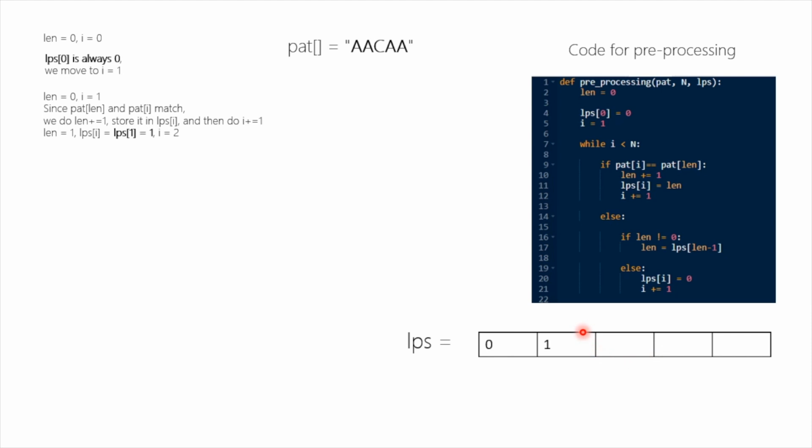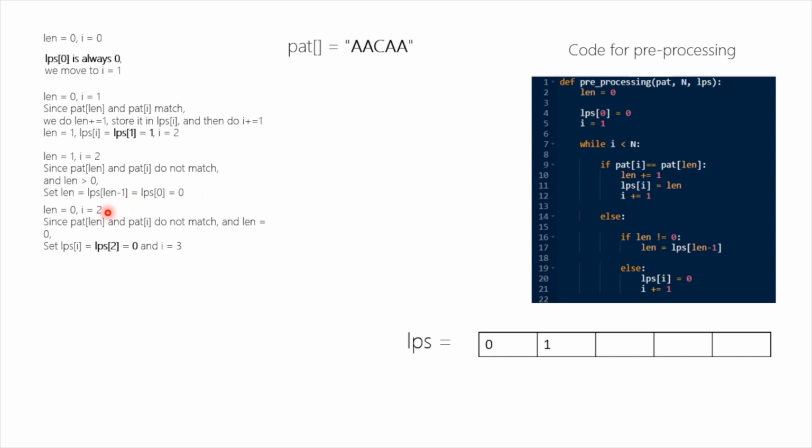If we move on to the second index of LPS, we'll see that len is equal to 1 and i is equal to 2. For len equal to 1, pat[len] is A, and for i equal to 2, pat[i] is C. Since they are not equal, we'll see whether the value of len is greater than 0 or not. Since in this case it is greater than 0, we'll change the value of len as LPS[len minus 1], which makes len equal to 0.